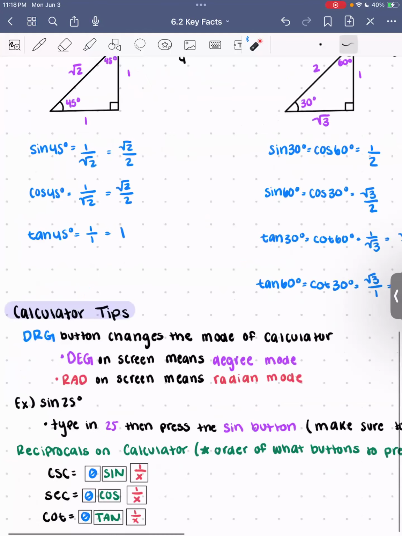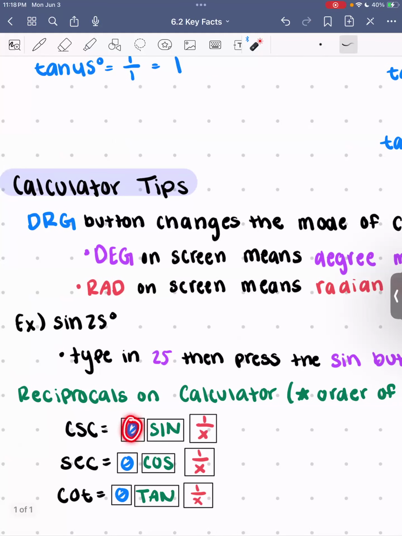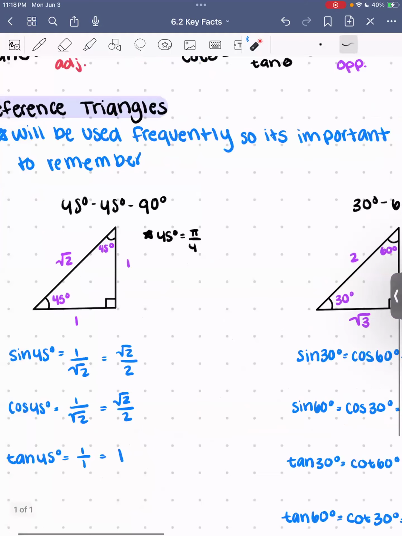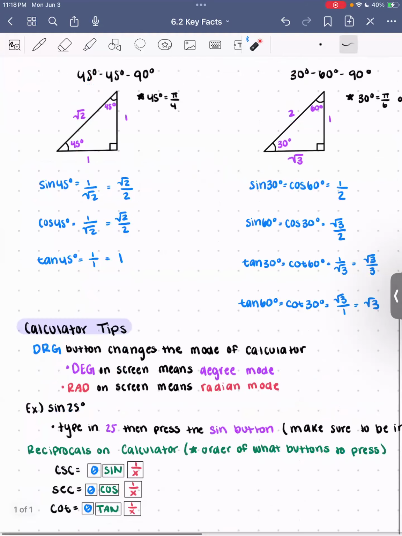And then for the reciprocals, here's the order to press. I'll do an example of cosecant. You would type in your angle first. It could be 25, it could be 50, it could be basically anything. You would type in your angle first, making sure you're in the right mode depending on what it is, then press sine, and then press the 1 over x button. That's how you would solve for cosecant. The reason we do that is, if we remember up here, cosecant is the reciprocal of sine. So that's basically what we're doing here.